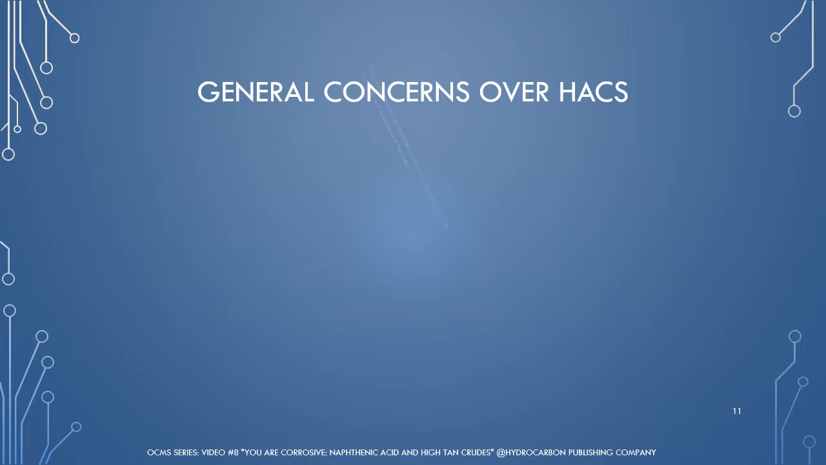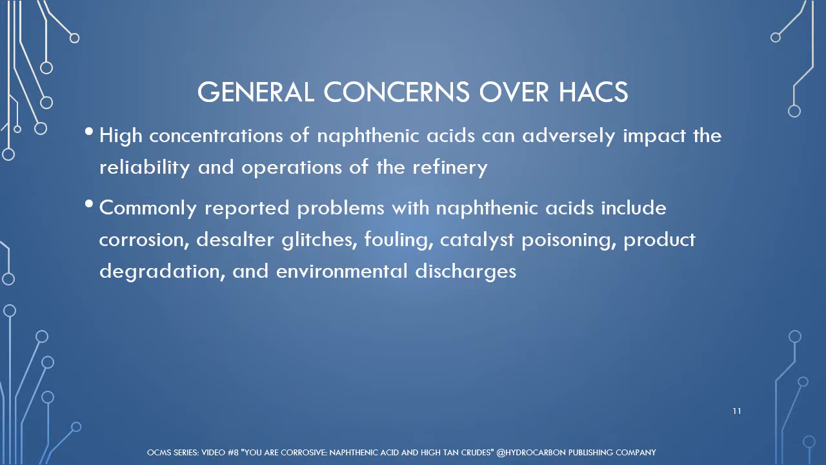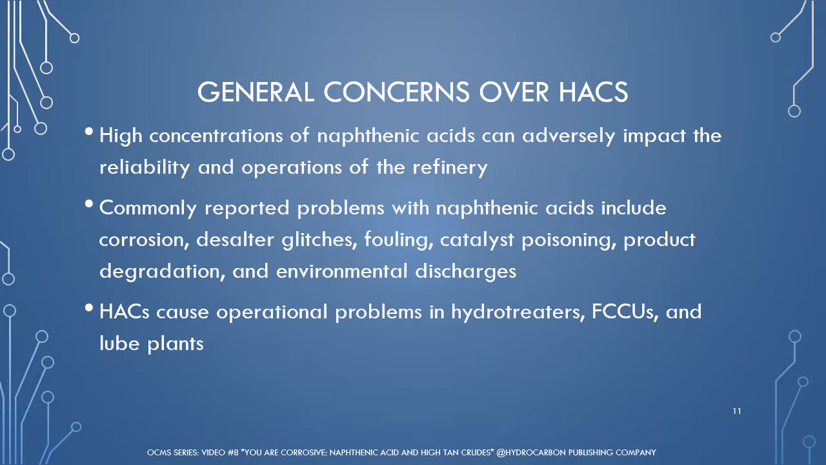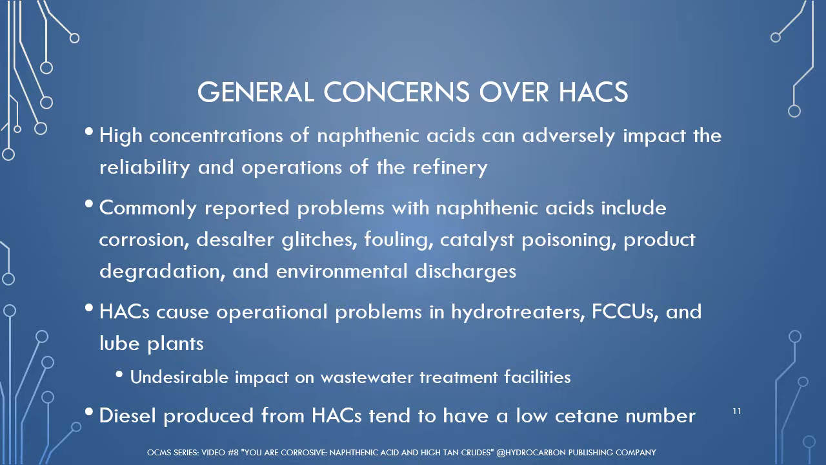High concentrations of naphthenic acids have been implicated in many problems in the refinery. Commonly reported problems with naphthenic acids include corrosion, desalter glitches, fouling, catalyst poisoning, product degradation, and environmental discharges. HACs cause operational problems in units such as hydrotreaters, FCCUs, lube plants, and have an undesirable impact on wastewater treatment facilities, hindering compliance with environmental regulations. With refined products, diesel made from high-acid crudes tend to have a low cetane number.